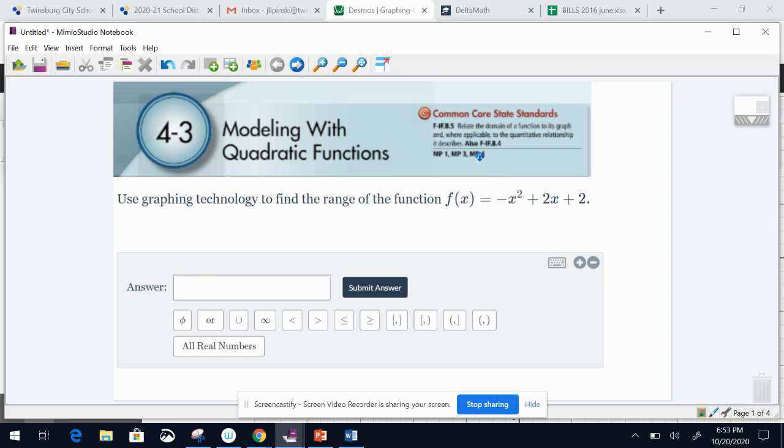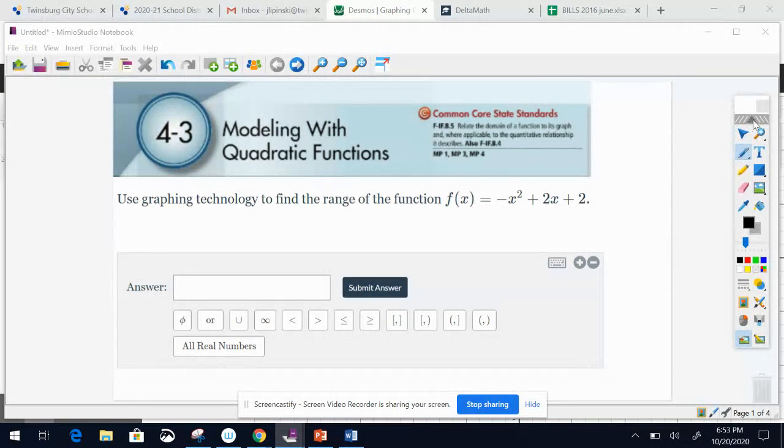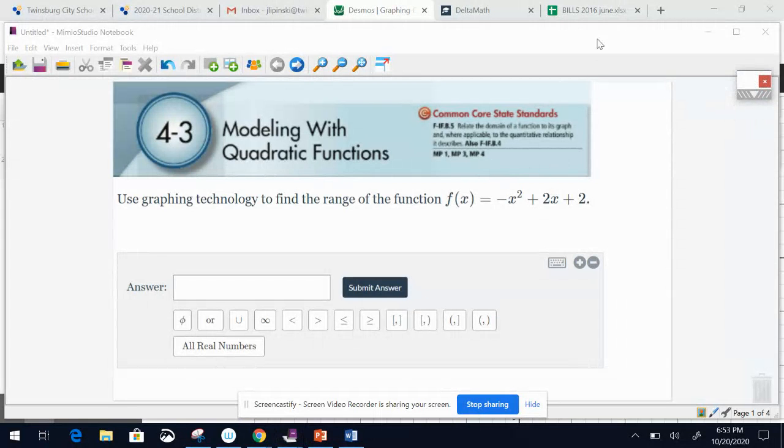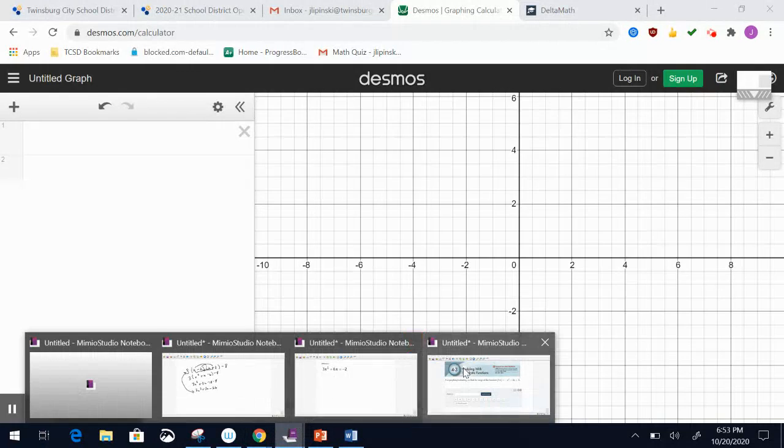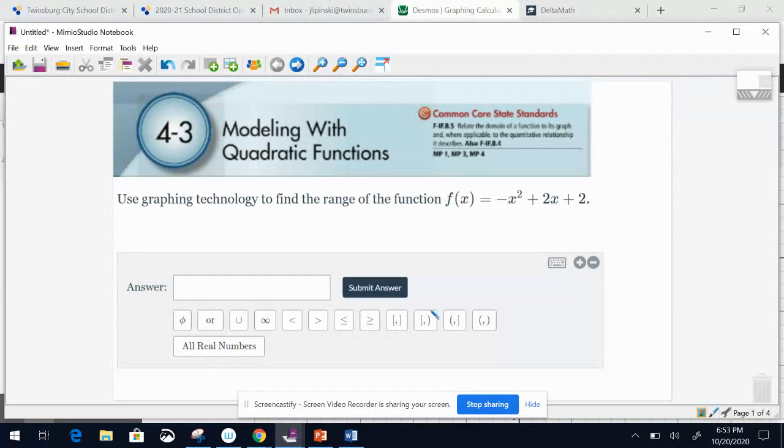All right, 4.3, modeling with quadratics. We're going to talk about domain and range a little bit more. I know I briefly spoke about it, but you're going to have a couple problems with domain and range, and we're going to be working with those problems. So I literally just pulled up the homework problems from Delta Math, and we'll talk these through.